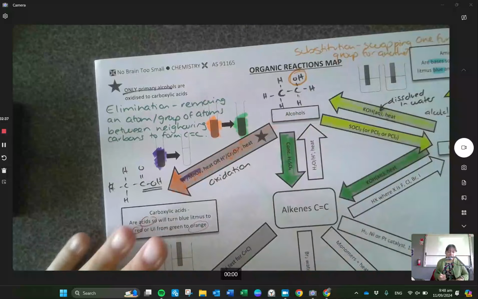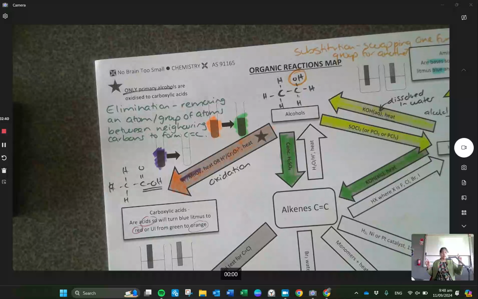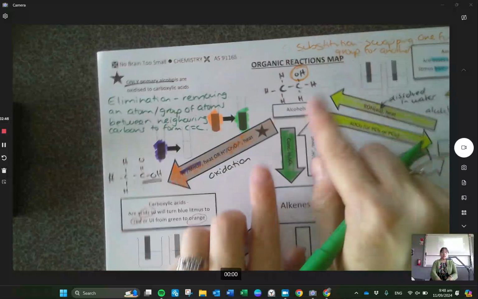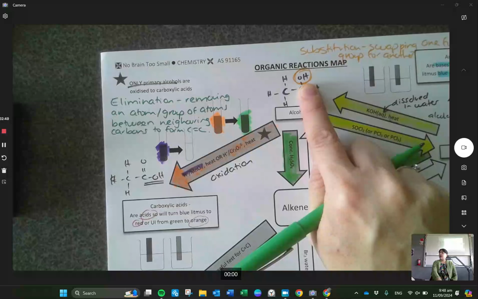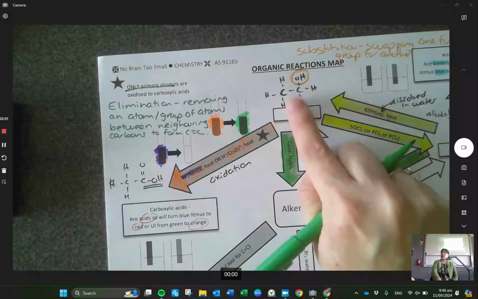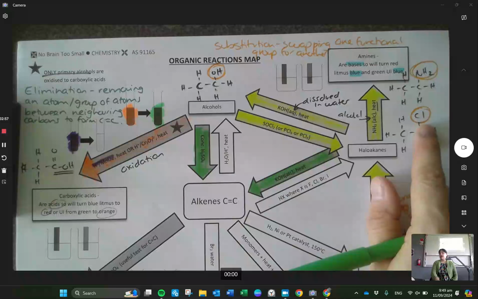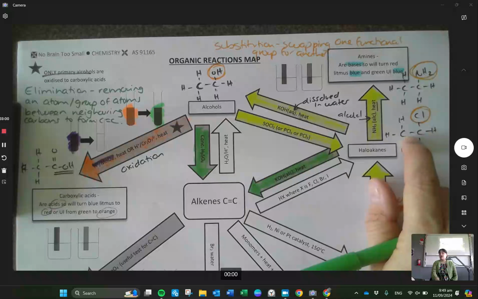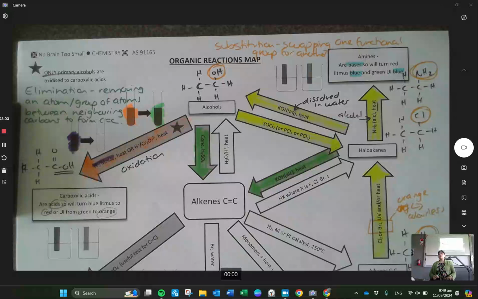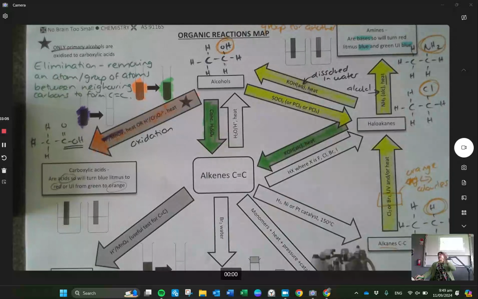So elimination, we are removing things from an atom or group of atoms between 2 neighboring carbons to then make a double bond. If I'm looking at my alcohol, this is a group of atoms, the OH. I'm removing that, and I'm removing one of the hydrogens from a neighboring carbon to form a double bond. For the haloalkanes, I am removing a halogen and a hydrogen from a neighboring carbon and then forming a double bond. What you'll notice with these reaction schemes is that alkenes are very central. It's kind of like the city center of our map because there's a lot of things that can go along with the alkenes. Are we okay with that so far?